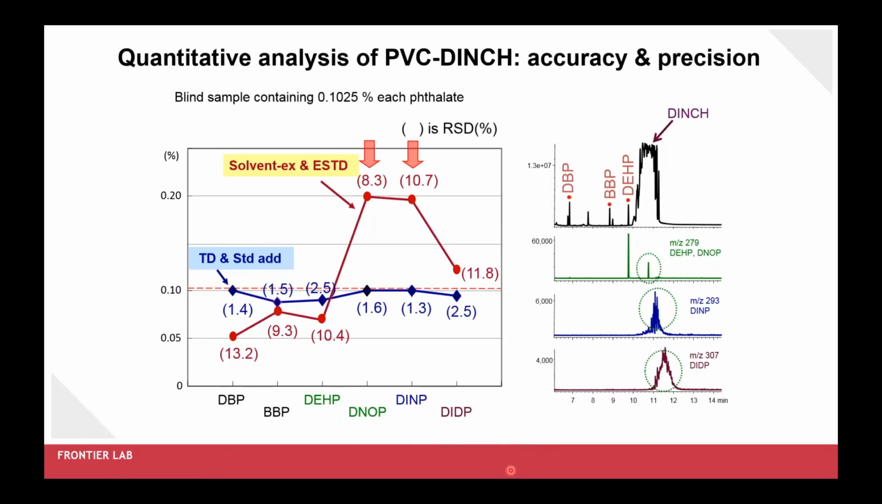And then we show here on the red curve, we have solvent extraction with external standard showing the precision. And then we have the thermal desorption with standard addition shown here using the Frontier technique with GCMS. And you can see the kind of percent RSDs that we get on that analysis here, in this case for 6 of the phthalates. And then these are using the extracted ion information for the particular component.